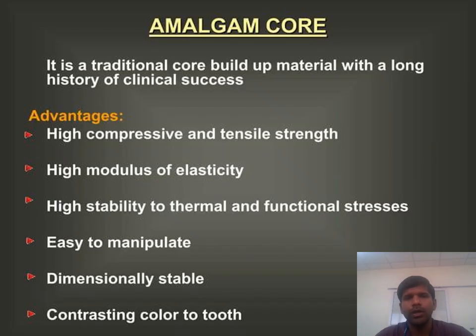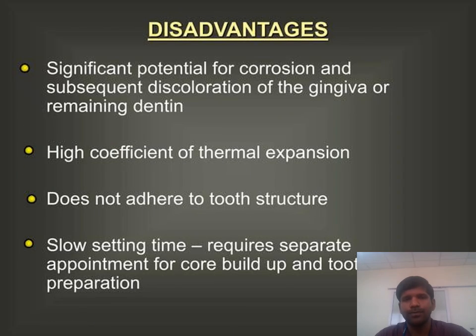Coming to the amalgam core, it is a traditional core build-up material with a long history of clinical success. The advantages are high compressive and tensile strength, high modulus of elasticity, high stability to thermal and functional stresses, easy to manipulate, dimensionally stable, and a contrasting color to the tooth.